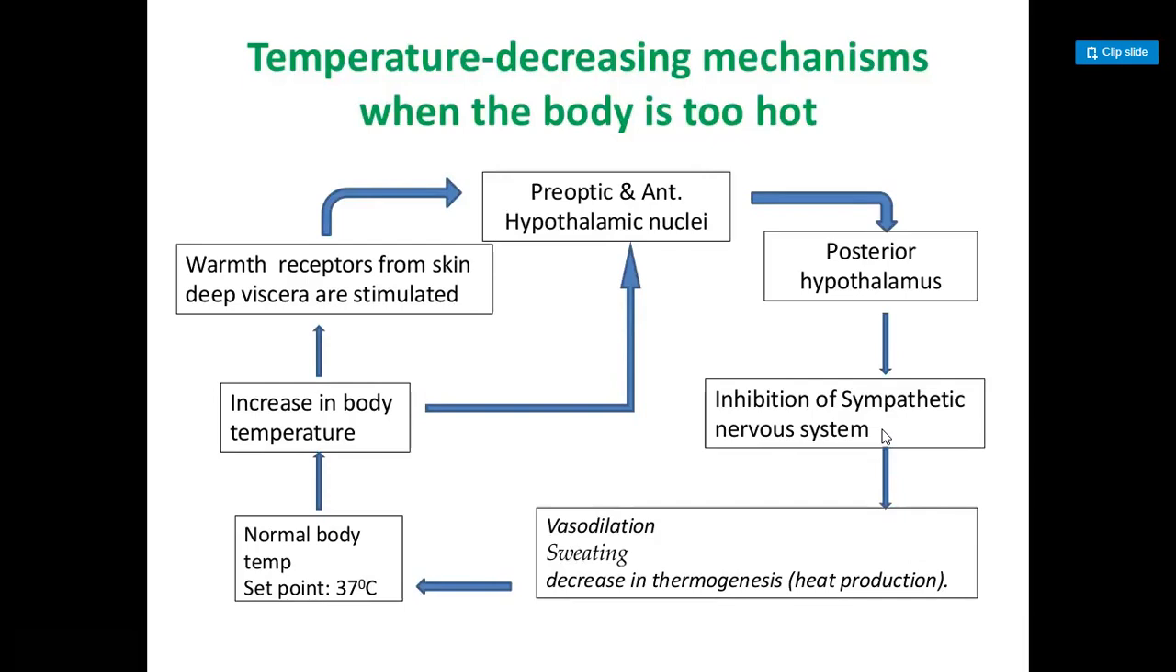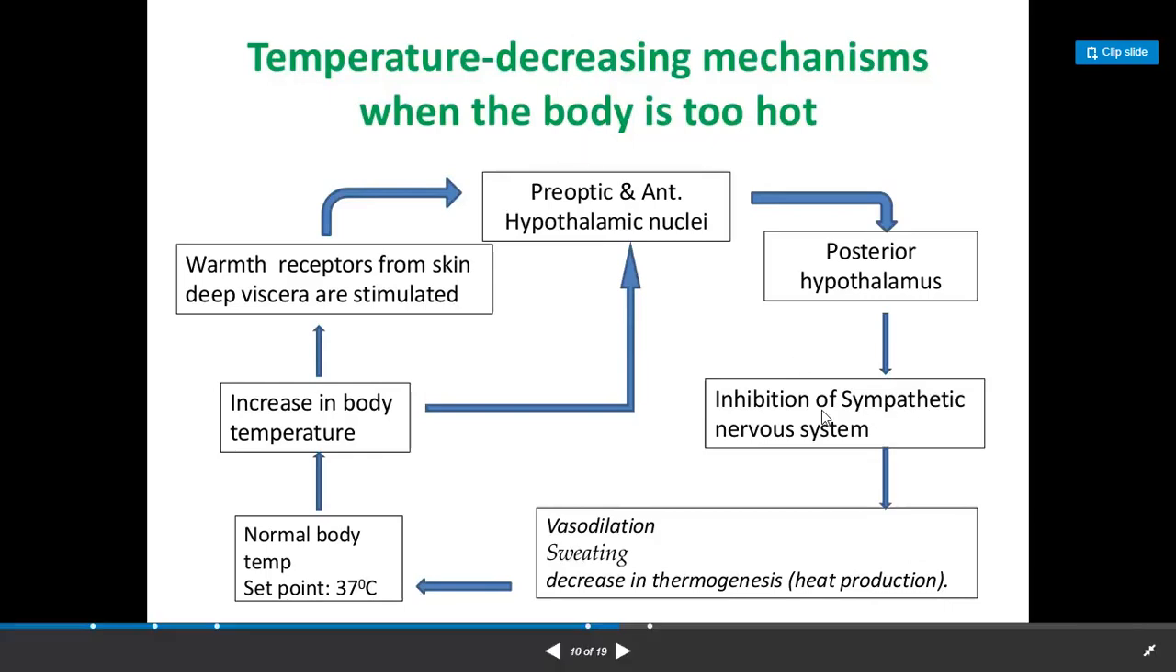From the kidney. The adrenal gland. From the adrenal gland, from the adrenal medulla, because we have the adrenal cortex and the adrenal medulla. But now we want to decrease temperature. Because we want to decrease temperature, we have to inhibit the secretion of epinephrine and norepinephrine. So, inhibition of the sympathetic nervous system.